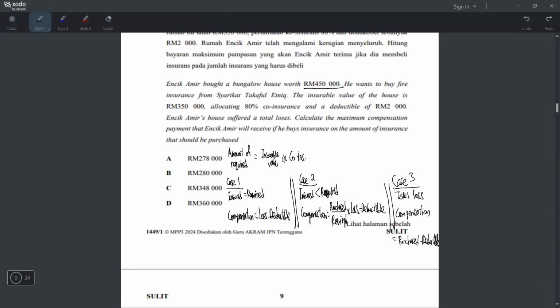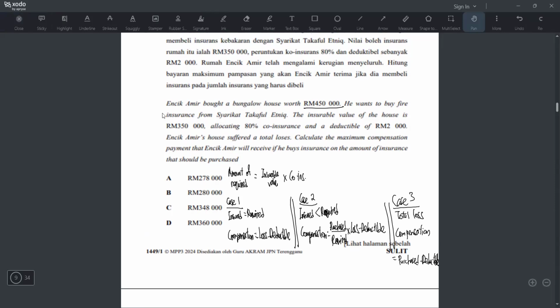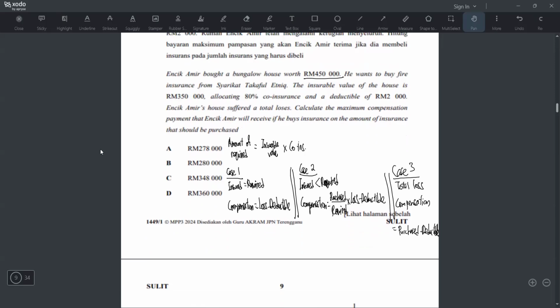And by the way, this is only for fire insurance. Because in this insurance chapter, dia ada apa? Fire insurance, medical insurance, life insurance, motor insurance, and all the different insurance, their calculation methods are all different. Semua insurance cara kira tak sama. That's why a lot of students struggle with this chapter, because inside this one chapter there are like three different chapters. But this one is how you calculate fire insurance.